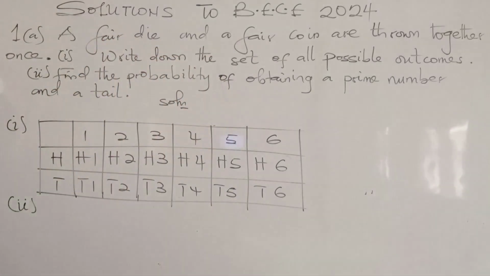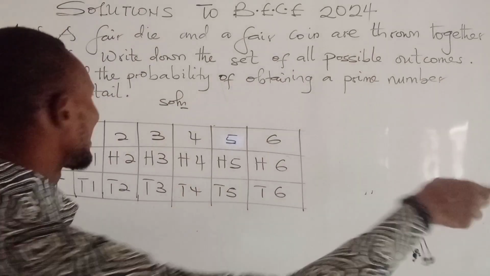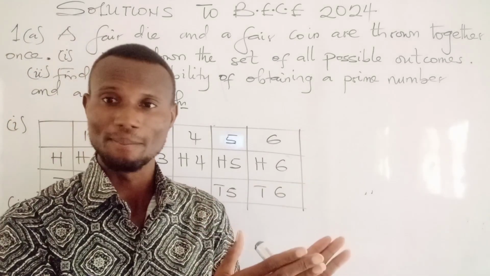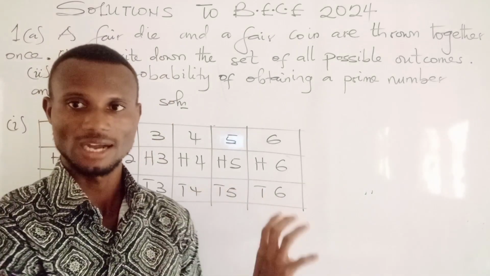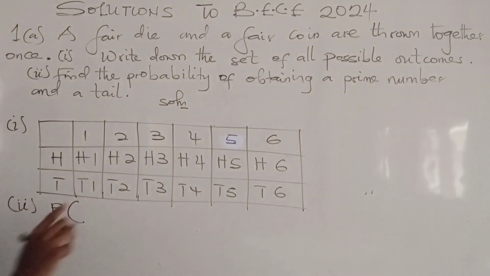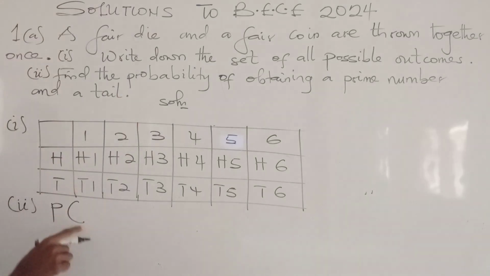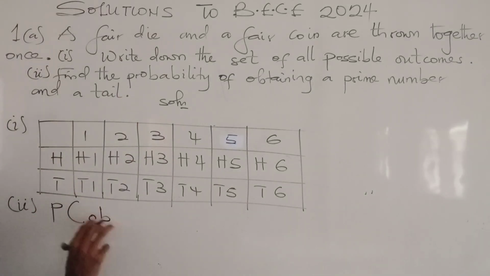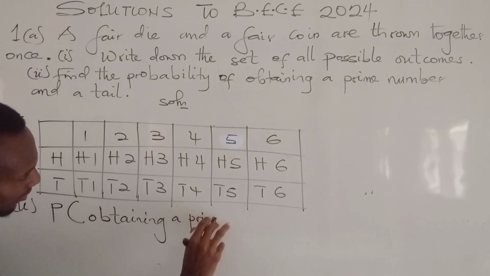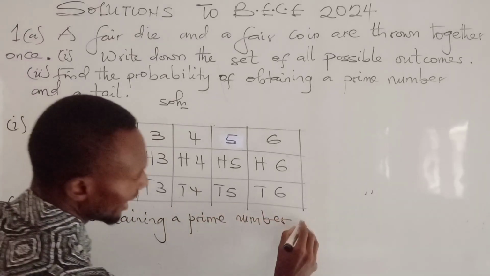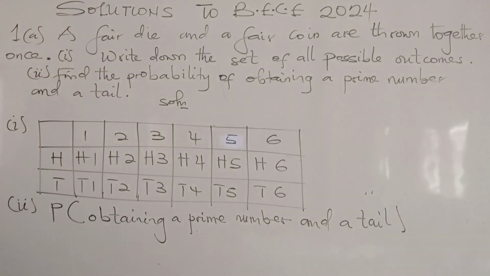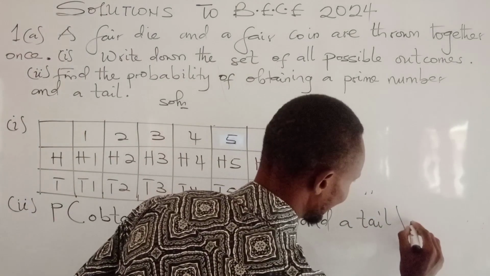Now the I part says we should find the probability of obtaining a prime number and a tail. I've explained to you what a prime number is, and also you know a tail. So it means that we are supposed to get a prime number being attached to a tail. So let's go to the outcomes and pick those values out. Now I'm going to write the probability of, the P means probability. The bracket means of. So, the probability of obtaining a prime number and a tail. This is how to present your answer. Then you close your bracket. Equals to, let me continue from here.